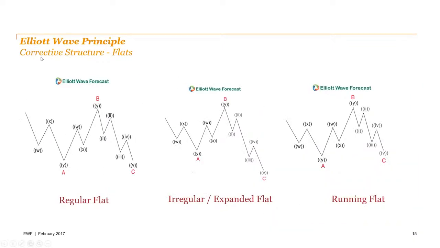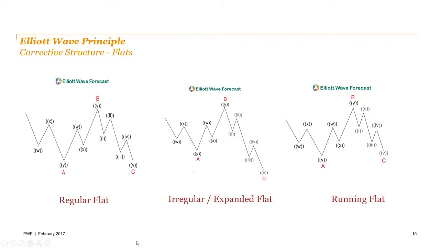All right, now the next corrective structure is called flat. Flat is also labeled as an ABC, okay? Same as zigzag, but the difference is you notice here the subdivision is 3, 3, 5, 3, 3, 5, 3, 3, 5. There are 3 different types of flats: a regular flat, expanded flat, and running flat. Think about a flat as a sideways move, right?